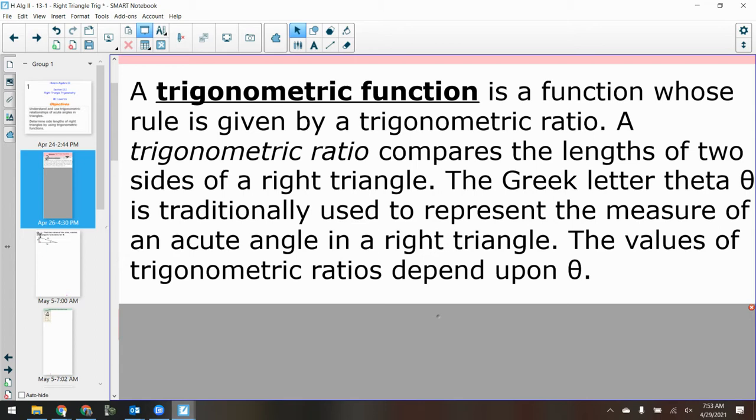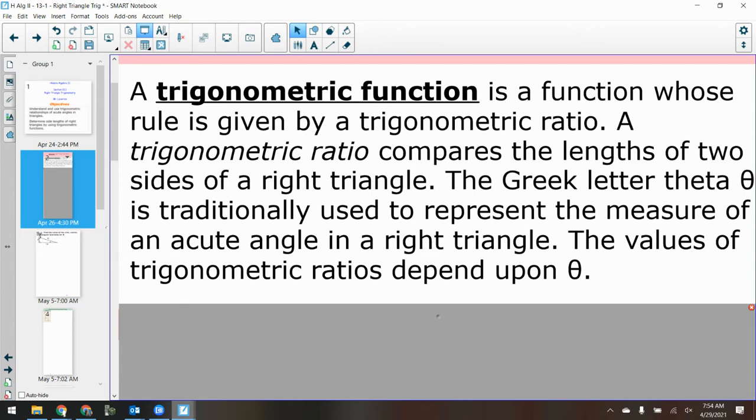A trigonometric ratio compares the lengths of sides of a right triangle. That's basically what sine, cosine, and tangent are. People always ask me, what's that sin thing on my calculator? That's just a ratio, a comparison of two sides of any triangle. Usually we're talking about right triangles. Cosine is just a comparison of two sides. Tangent is a comparison of two sides.